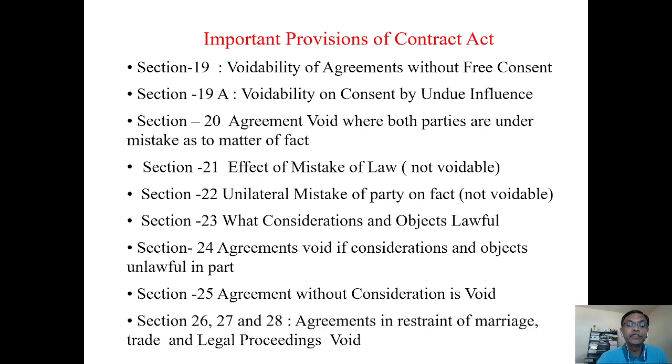Sections 26, 27 and 28 deal with agreements in restraint of marriage, trade and legal proceedings, which are void. You cannot make an agreement that you should not marry so and so, or that you should not enter into a trade in this region, or that you should not go to court in case of disputes between us. There are so many jurisdictions, and at least one court should have the jurisdiction to entertain any sort of dispute or redressal of any contractual matter. You cannot make it that no court shall have jurisdiction on this. So these are some of the agreements which are void.